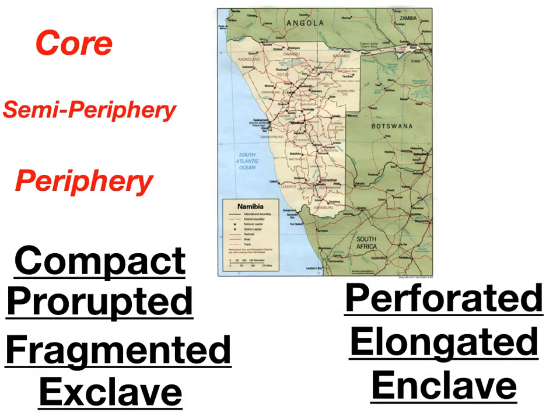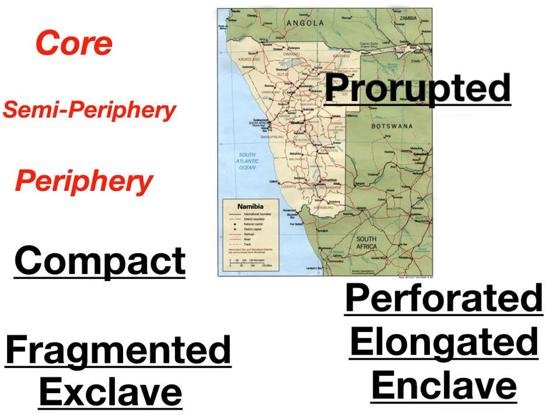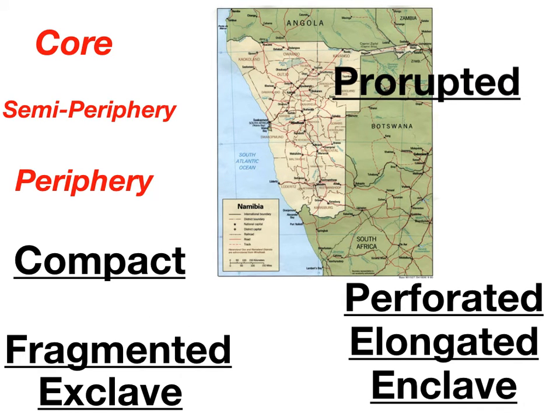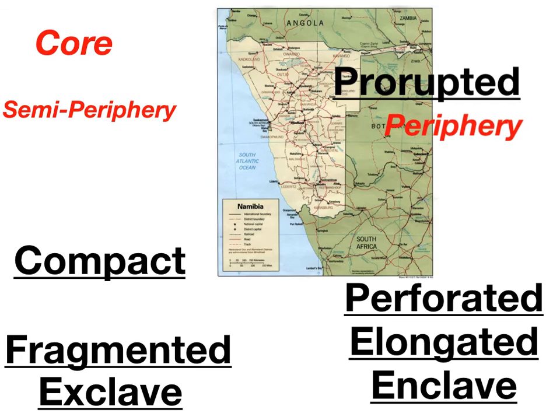All right, next up, we're looking at Namibia, again, sub-Saharan Africa. Namibia, and we can see the shape of Namibia here on the map. That's right, Namibia is prorupted. It's a prorupted state. We can see it's a compact shape, plus it has an extension in the northeast sector. There's an extension that runs, making it prorupted, and is a designated periphery.